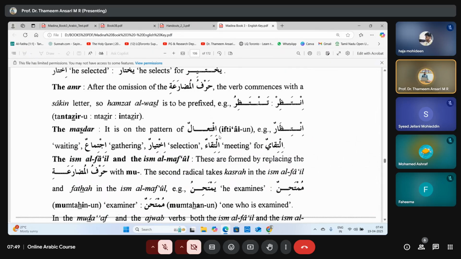Okay, the masdar form. It is on the pattern of ifti'al. Example, intizarun, waiting. Istima'un, listening. Ikhtiyarun, selection. Iltiqa'un, meeting, for iltiqayun.